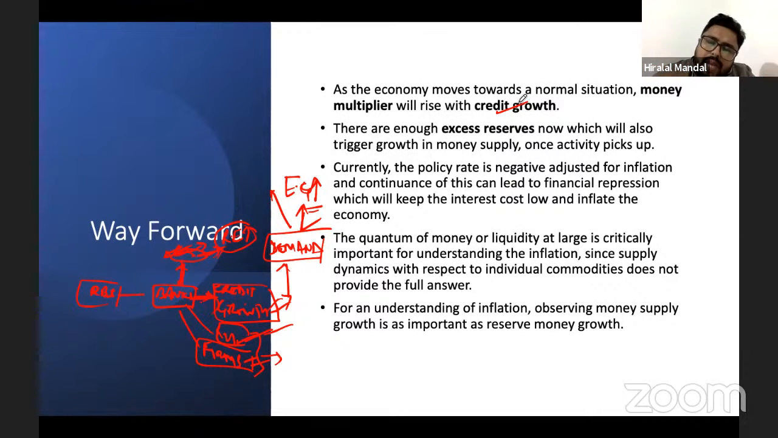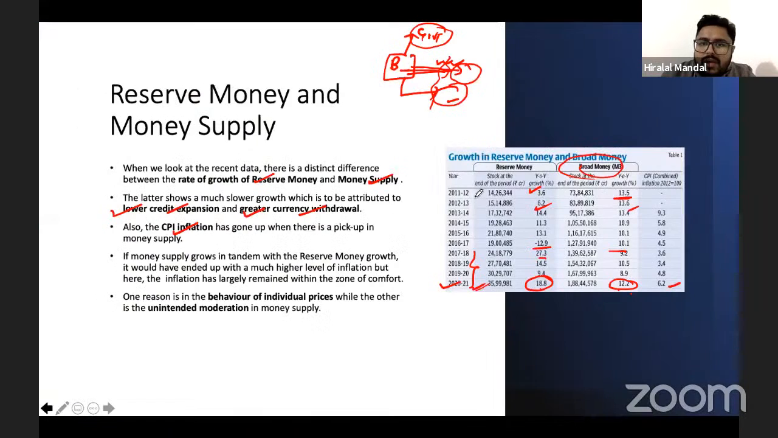Now, what happened in 2009? Similar kinds of things were done, but it was not able to make a difference. Just look at the data, and the data will tell you. In 2011-12, the reserve money was increasing at 3.6%, whereas the broad money was increasing at 13.5%. And this is the reason that inflation was increasing.